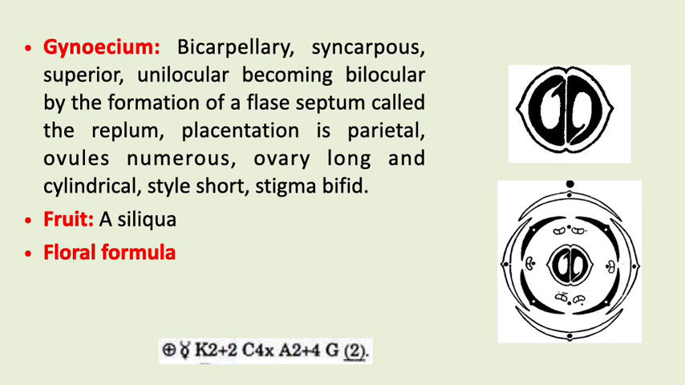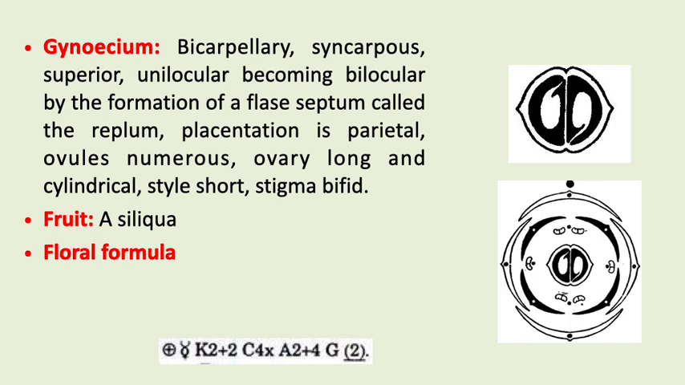Gynoecium is bicarpellary, syncarpous, superior, unilocular, becoming bilocular by the formation of a false septum called the replum. Placentation is parietal, ovules numerous, ovary long and cylindrical, style short, stigma is bifid. Fruit consists of a siliqua.